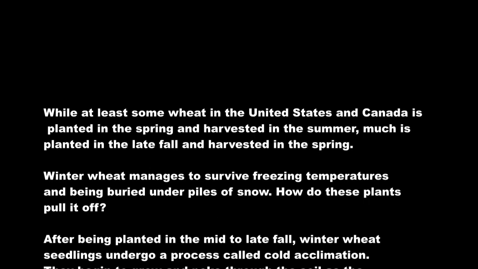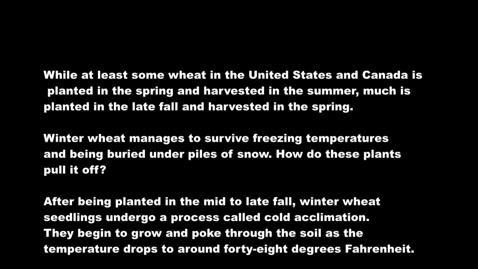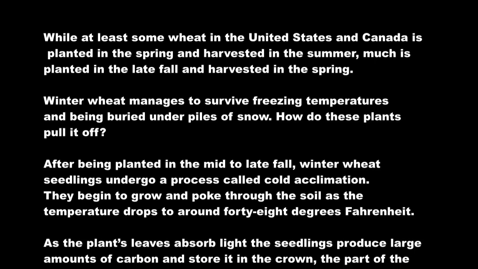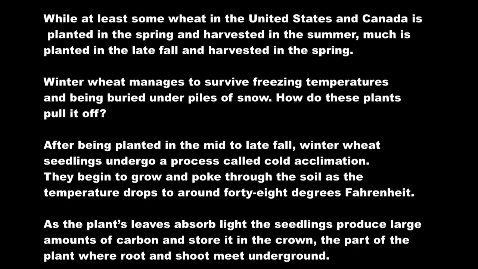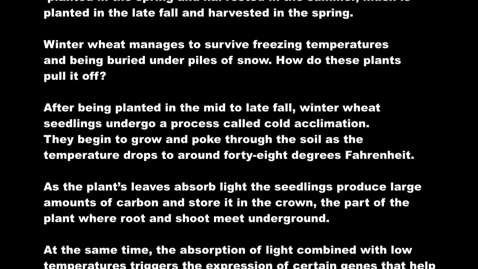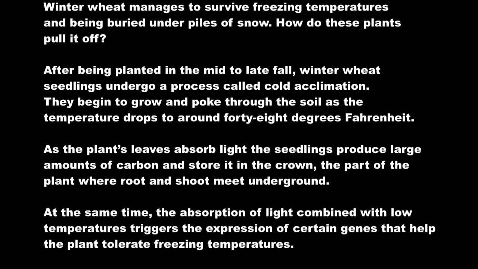After being planted in the mid to late fall, winter wheat seedlings undergo a process called cold acclimation. They begin to grow and poke through the soil as the temperature drops to around 48 degrees Fahrenheit. As the plant's leaves absorb light, the seedlings produce large amounts of carbon and store it in the crown, the part of the plant where root and shoot meet underground.